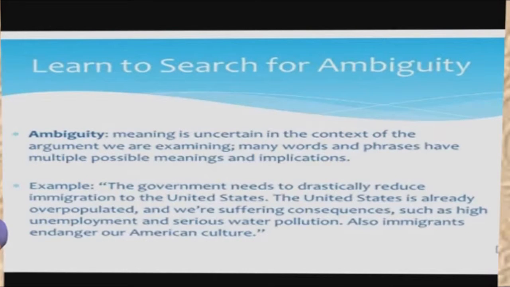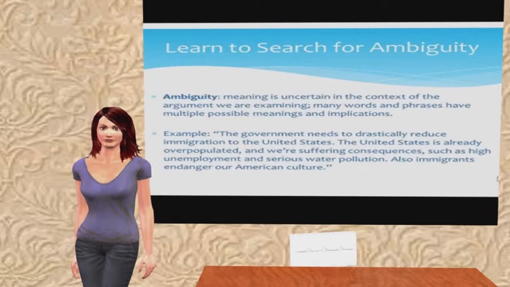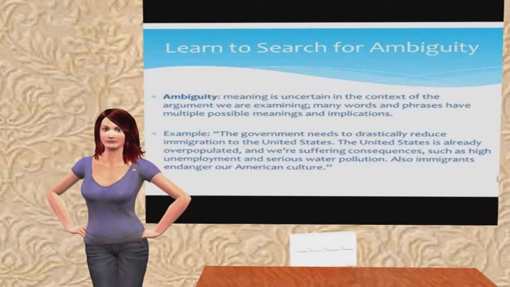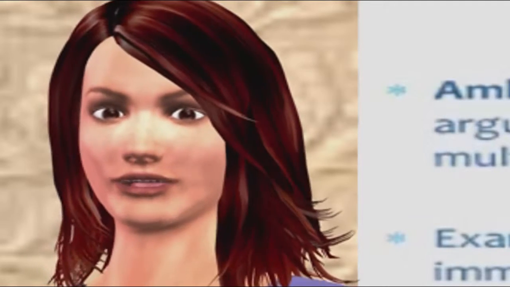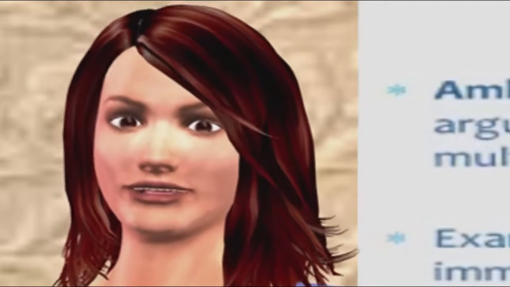So a key critical thinking question that we really want to emphasize this week is learning to search for ambiguity, right? Where are there ambiguous terms and phrases, and how can we get more information about what these ambiguous terms and phrases mean? So first let's talk about the meaning of the word ambiguity itself.